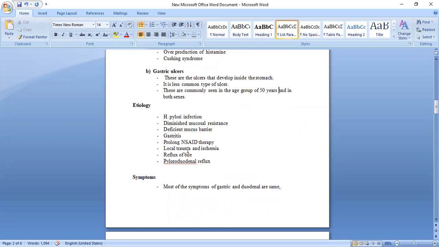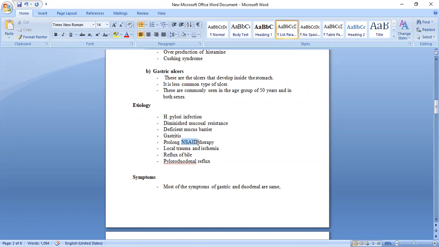What are the main etiologies here? H. pylori infection, not due to stress, but here mainly due to H. pylori infection in the stomach ulcer, gastric ulcer. Diminished mucosal resistance, deficient mucus barrier, gastritis infection. Gastritis, the 'itis' means what? Inflammation; gastric means stomach. Inflammation of the stomach, gastritis. Prolonged NSAID therapy.